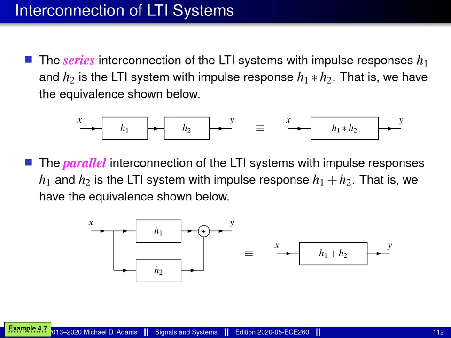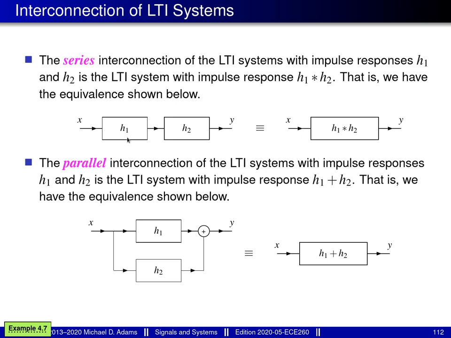Earlier in the course, we were introduced to two basic ways in which systems can be interconnected. In particular, we looked at series interconnections and parallel interconnections of systems. What I want to do on this slide is revisit these two types of interconnections, specifically in the context of LTI systems. So first I'm going to consider series interconnections. So suppose that I have two LTI systems. The first one has impulse response h1, and the second system has impulse response h2. And suppose that I connect them in series like what's shown in this diagram here.